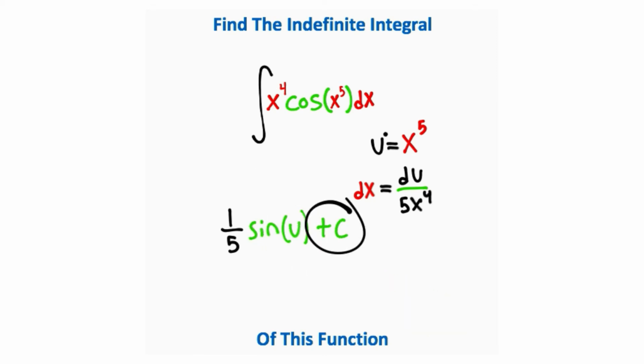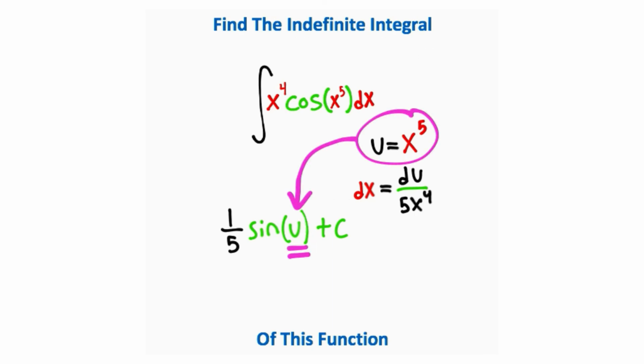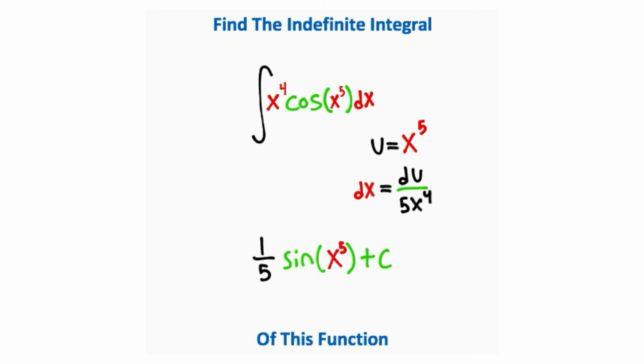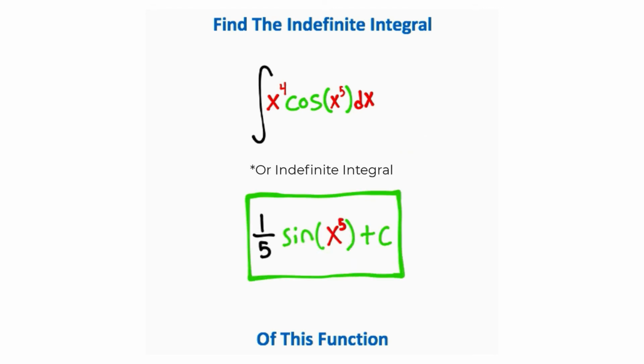And you always want to add a plus c whenever you do an indefinite integral. The last step is to just take x to the fifth and sub it back in for u. So now I'm going to have 1/5 times the sine of x to the fifth plus c. And that right there is the antiderivative of this function.